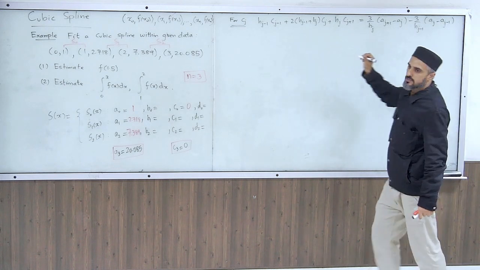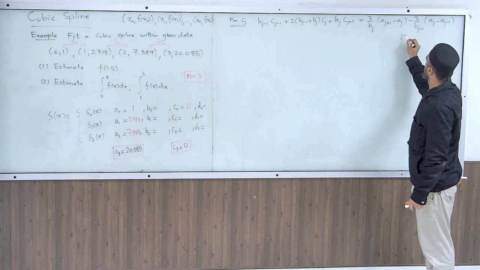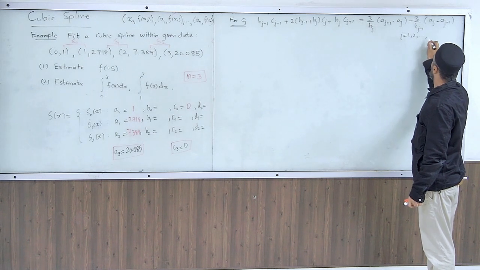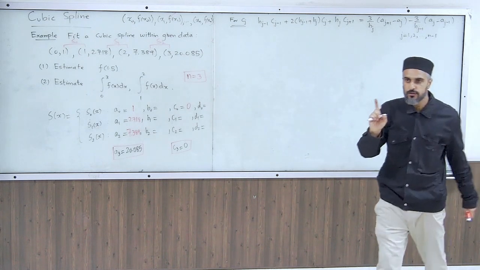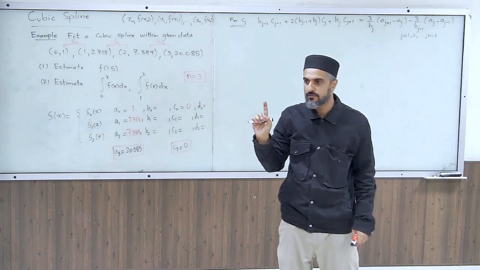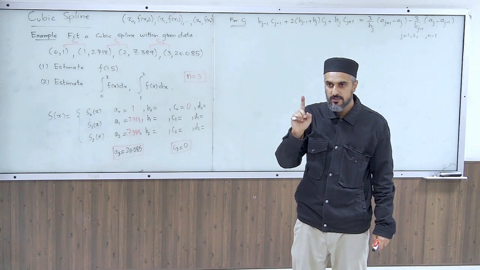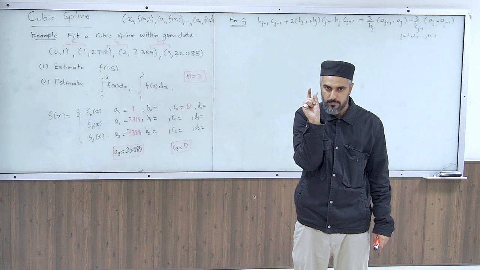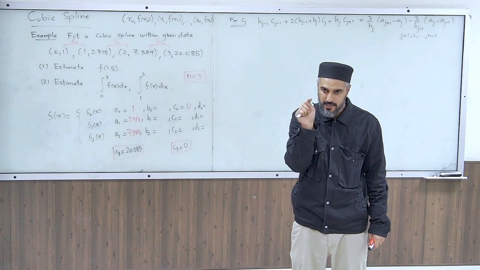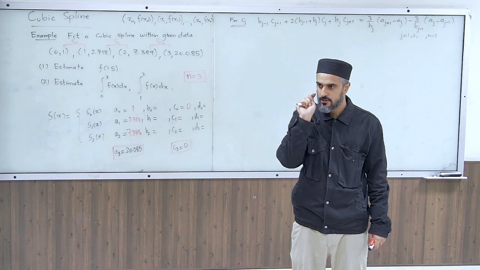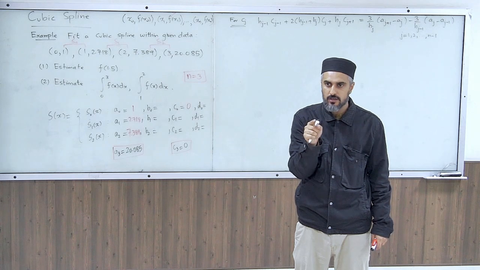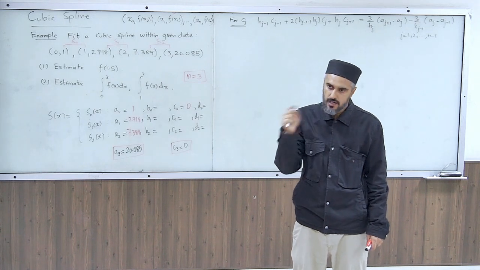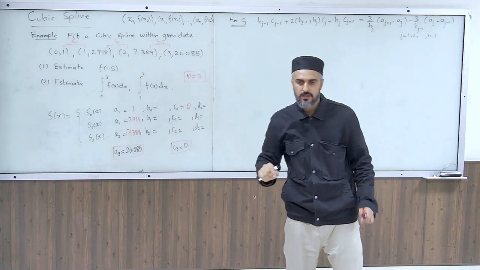Now this is valid for j from 1 till n minus 1. Hopefully you get why we take j from 1 to n minus 1, because this condition comes from connecting the polynomials. So it is applicable on the interior points. The interior points are not x0 and not xn; they start from 1 and end at n minus 1. Okay.